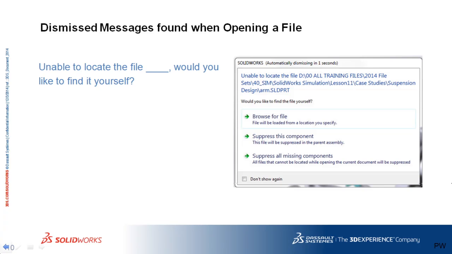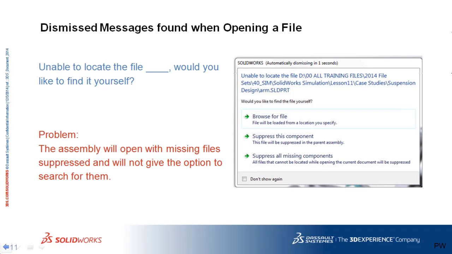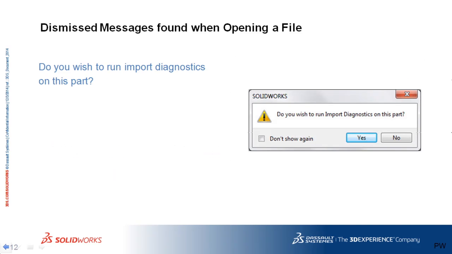All right, so the first one is dismiss messages. I'm not going to show this one because Bryan has a pretty good example that goes through what this is, but typically when you get this is when you move a file or something like that. But what's the problem if you dismiss this message? Any idea? The assembly opening files could be suppressed and you won't get that option to find them. So I'm sure you've seen that before where you go to open a file and it comes in blank and you can't find it. And it usually asks you to go find it yourself. If you dismiss that message, you don't get that option. We'll show you a pretty good example of that one in a second.